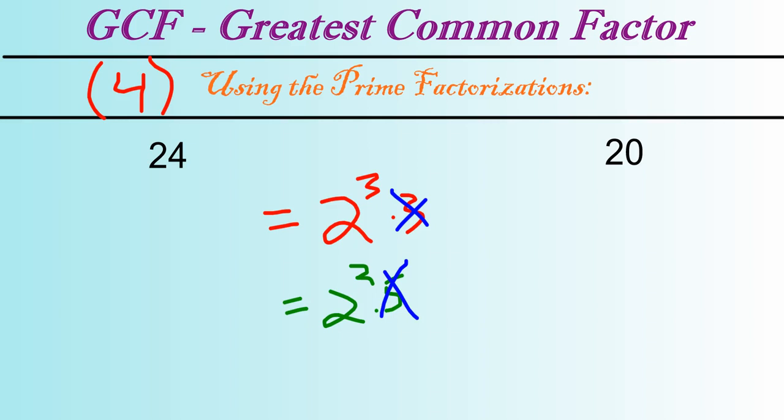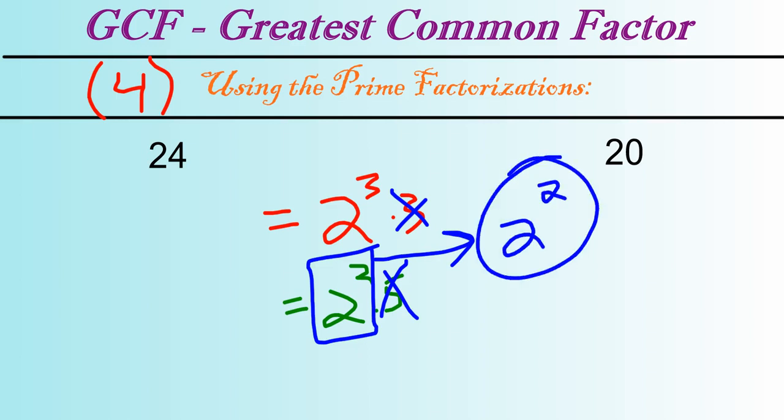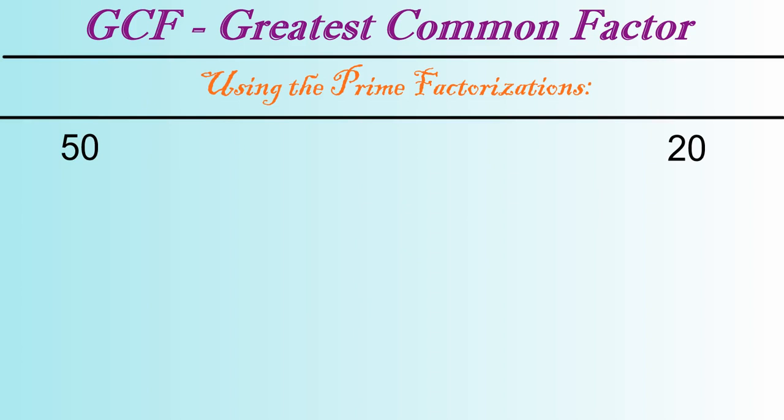24 has 3 and 20 has 2. And so if we're looking for all the stuff that's the same, you can't share something you don't have. So all the stuff that's the same is the smallest number of 2's. They both have 2 2's. And if we multiply out 2 to the second power, guess what we get? The GCF, which is 4. Let's take a look at that with 36 and 60 now, or rather with 50 and 20, and then we'll look at 36 and 60, and find out what those GCFs are.